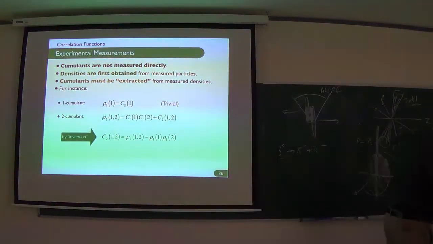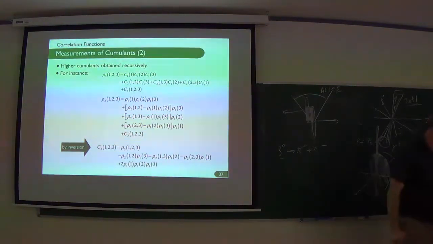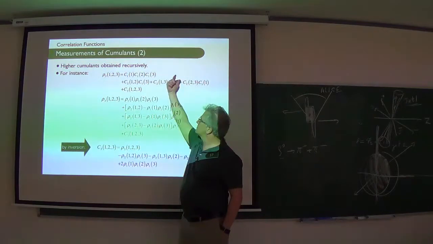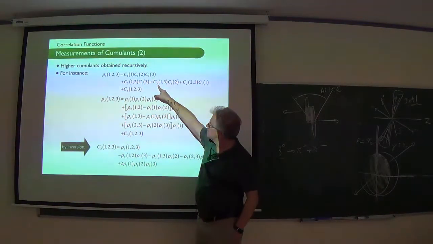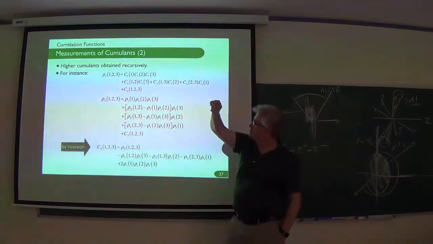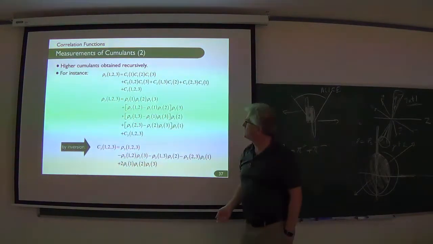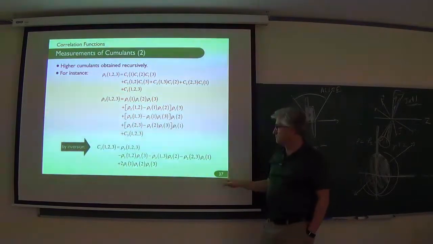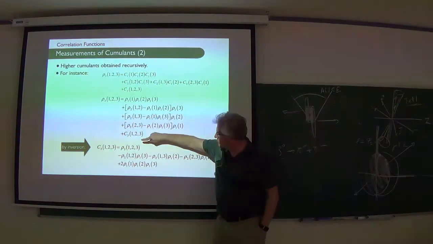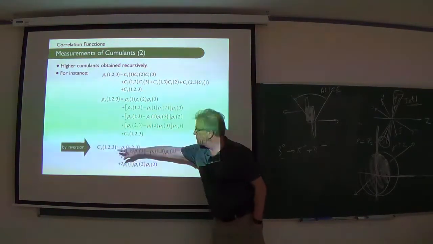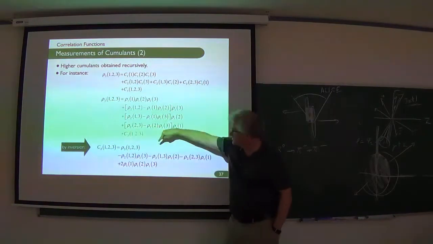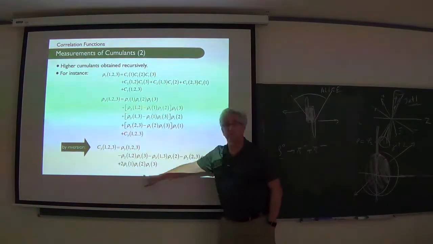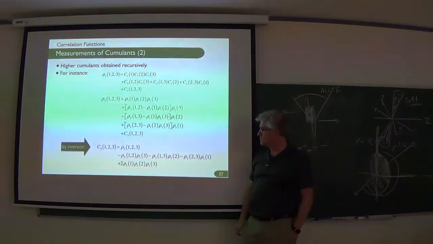This is for the 2-cumulant; the 3-cumulant is shown here. I've rewritten the density, and then you move things over to the left-hand side, and at the end of the day, you get this expression here. The 3-particle cumulant will depend on the 3-particle density, and then combinations of 2 and 1, and then a trivial term of a product of singles.